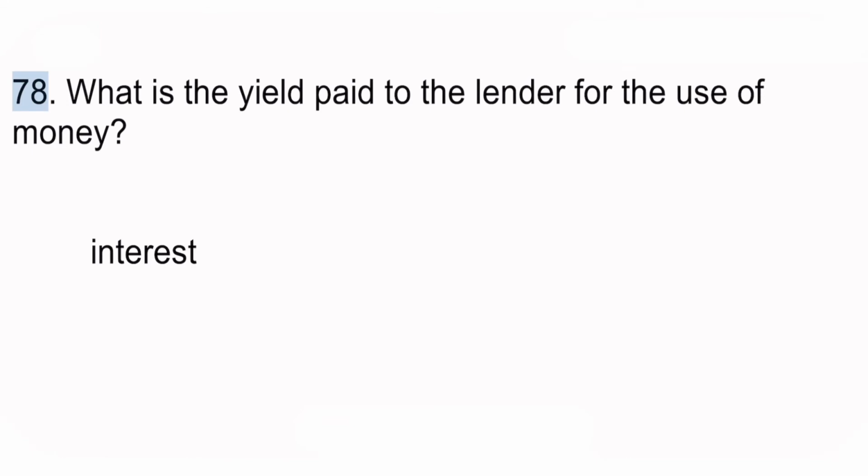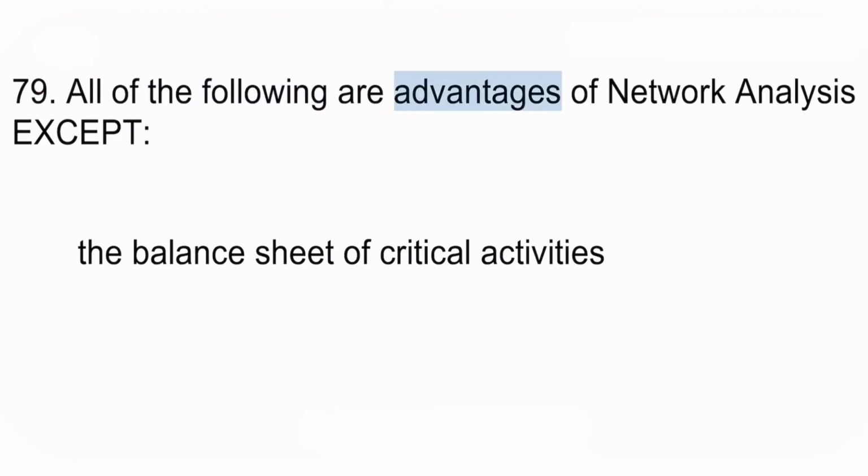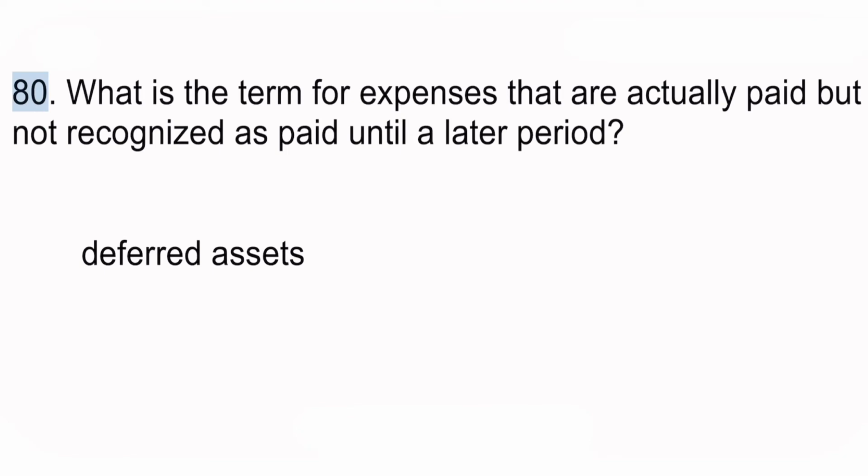78. What is the yield paid to the lender for the use of money? Interest. 79. All of the following are advantages of network analysis except the balance sheet of critical activities. Advantages of network analysis: the identification of when critical activities must start, the interdependencies between activities, the sequential and simultaneous job activities. 80. What is the term for expenses that are actually paid, but not recognized as paid until a later period? Deferred assets.